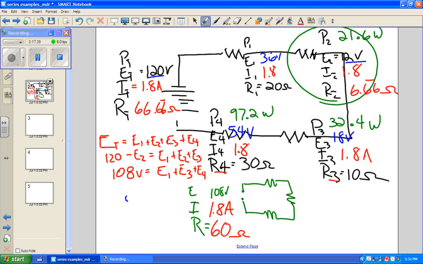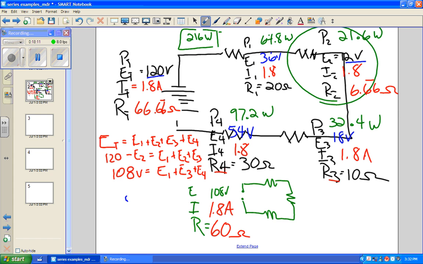And 36 times 1.8? 64.8. Now let's add those up and find what we find. 97.2, 32.4, 21.6, and 64.8. Adding always seems to be the hardest part. 216? Yep. Okay. We think that's power total.